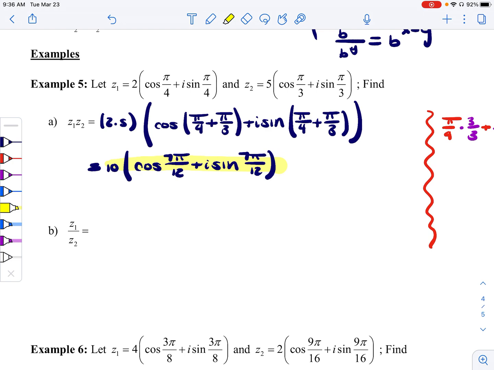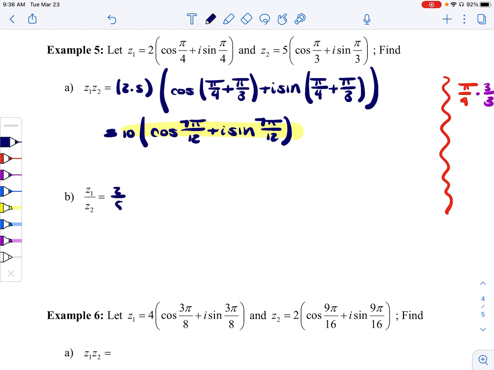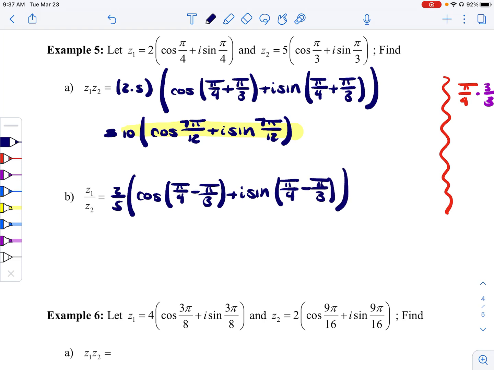All right, let's also find the quotient, so Z1 divided by Z2. In this case, we start by dividing our R values, so 2 divided by 5. And since we're taking the quotient, we subtract our angles. So we'll have cosine of the angle pi over 4 minus pi over 3, plus i sine of the angle pi over 4 minus pi over 3.